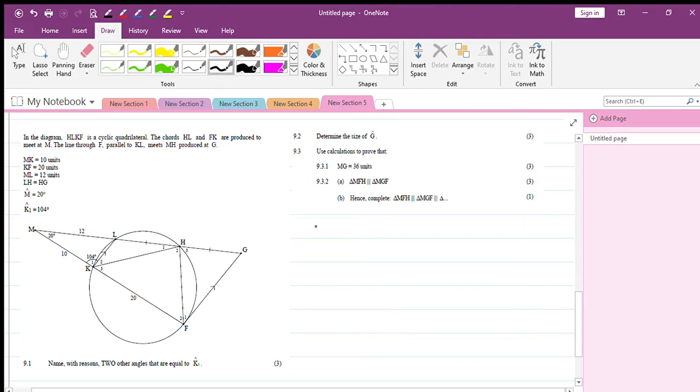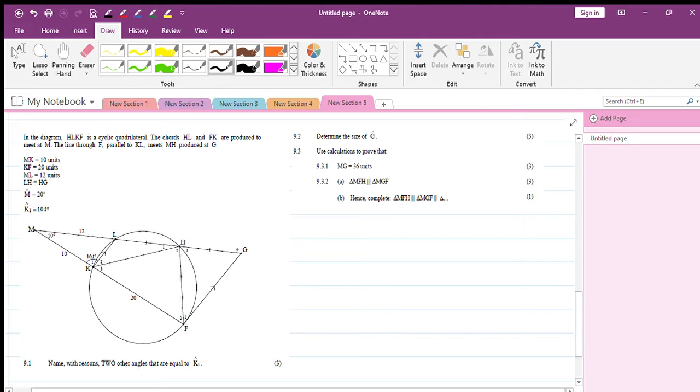We're looking at the diagram HLFK, which is a cyclic quad. There is the diagram HLKF, which is a cyclic quad with chords HL and FA produced to meet at M. The line through F parallel to KL meets MH produced at G. And we're given all the lengths for different sides.